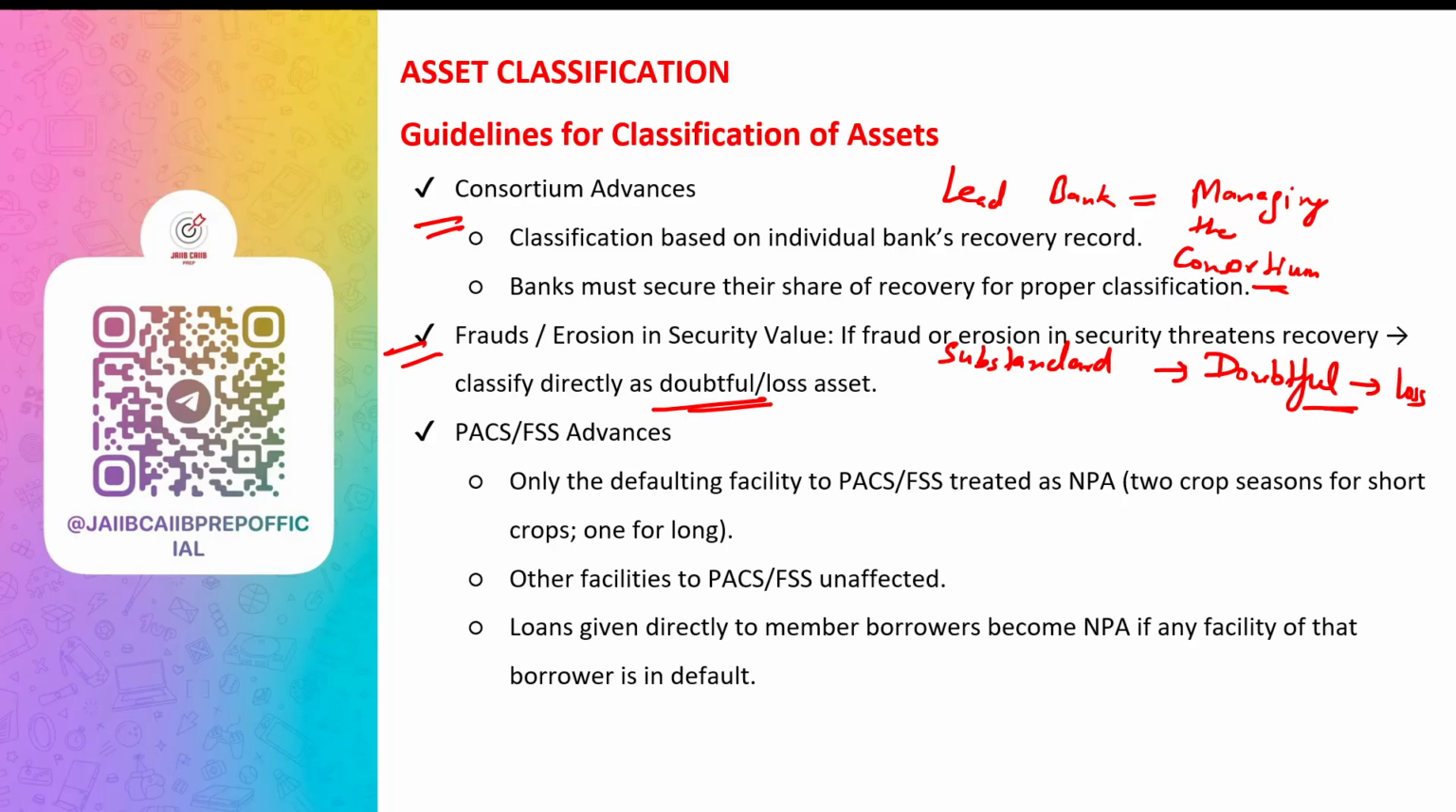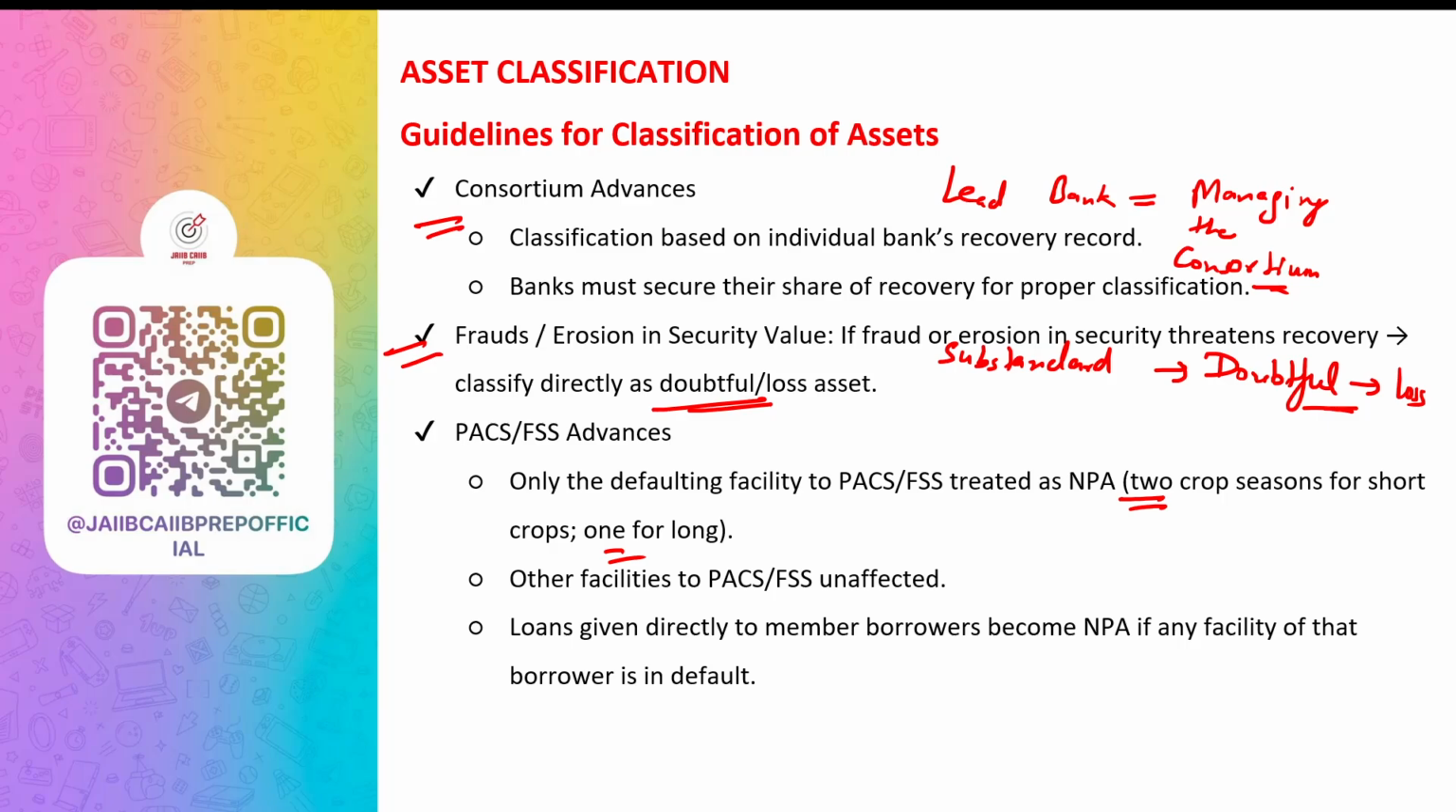Advances to PACS or FSS under on-lending system. So what is PACS? It is primary agriculture credit societies, and FSS is farmer service societies. So PACS and FSS borrow from commercial banks and further on-lend to farmers. Now, if PACS default in one crop season or two crop seasons, where one crop season is with respect to a long-term loan and two crop seasons with respect to a short-term loan, only that specific facility becomes a non-performing asset. Other loans given to primary agriculture credit societies or farmer service societies remain unaffected.